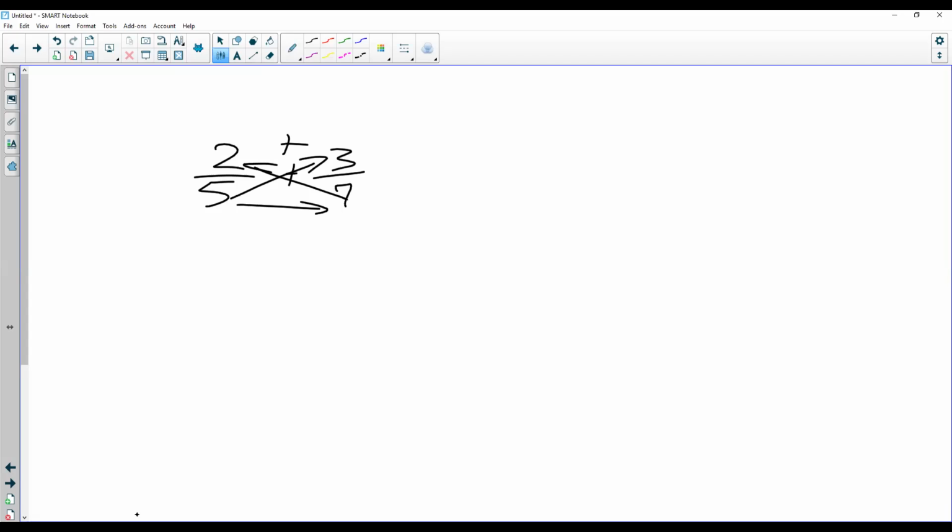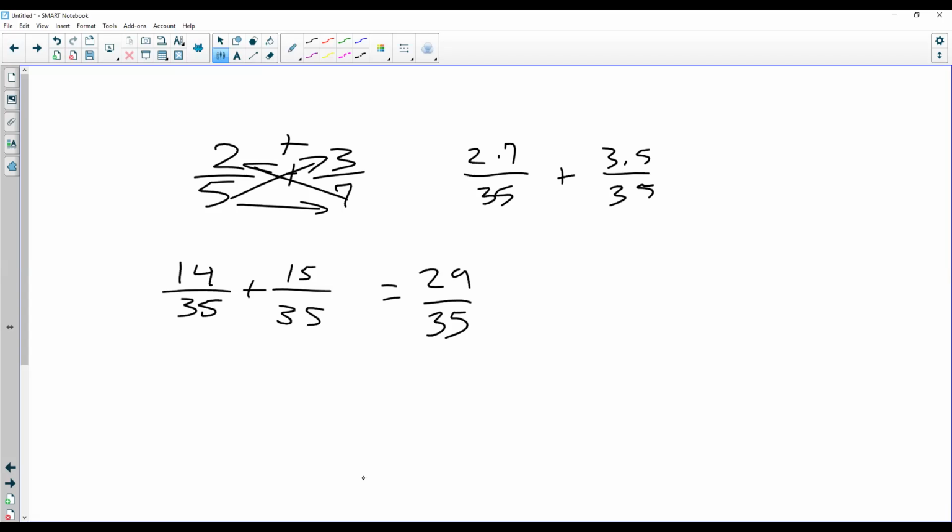So that's 14 over 35 plus 5 times 3 is 15 over 35. Let me show you this. So it's 2 times 7 over 35 plus 3 times 5 over 35. So that got us our answer in just a diagram. That sometimes is useful. I don't know, what do you guys find that helps? Any tricks you guys have?